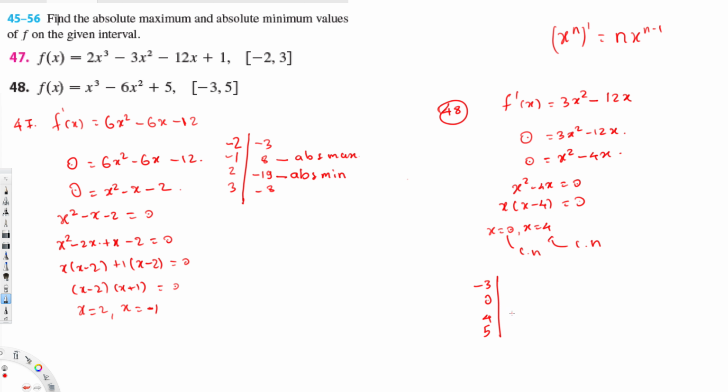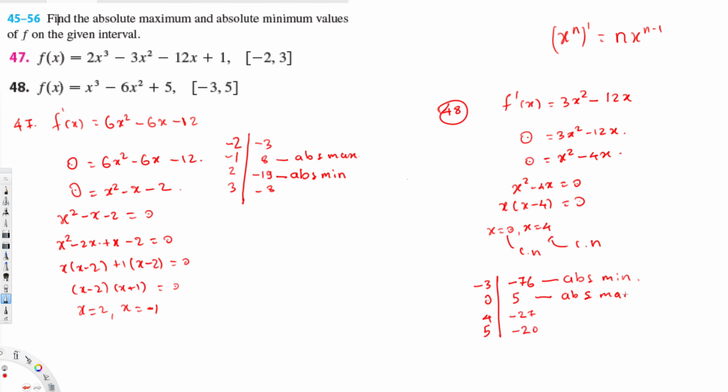If I plug minus 3 into the calculator, I will get negative 76. Basically, we are plugging minus 3 into the f of x equation and finding the value. For minus 3, I get minus 76, for 0 it gives 5, for 4 it gives minus 27, and if I plug in 5 it gives minus 20. Now I have to select the highest and lowest numbers. The lowest number is minus 76, so this is my absolute minimum, and the highest number is 5, therefore this is my absolute maximum.